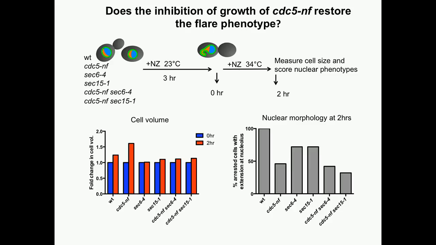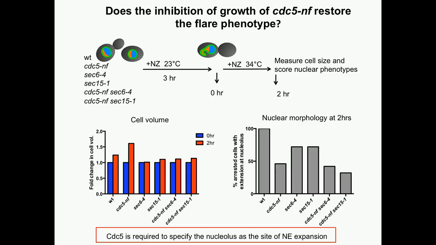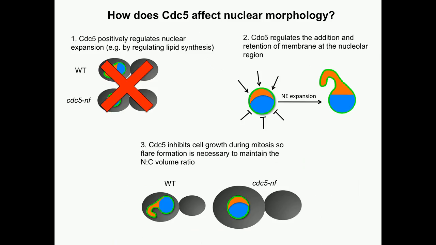And we would predict that if the Cdc5 cell growth phenotype is the reason for the altered nuclear morphology, we would restore the flares, but you can see here that we haven't. The double mutant is indistinguishable from Cdc5 no-flare on its own. So even though now these cells are small, they haven't grown, they still have the no-flare phenotype. So this tells us a couple of things. It tells us that the Cdc5 growth phenotype is not what's causing the altered nuclear morphology, and it tells us that Cdc5 is required to specify the nucleolus as the site of nuclear envelope expansion. And so now we can discount this model and start thinking about where to go next.